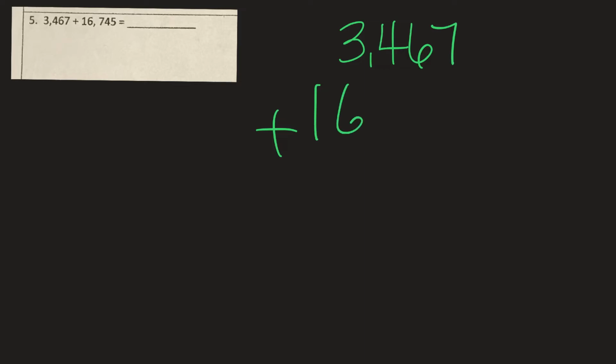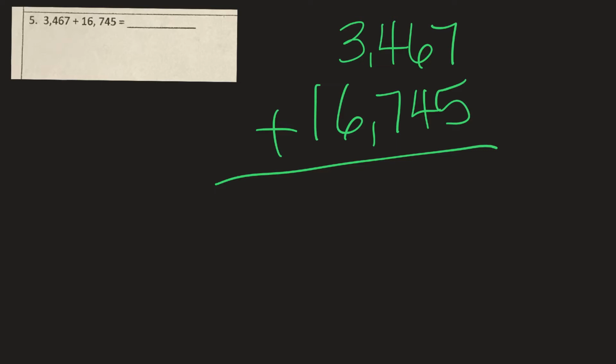Okay, this is just a basic addition problem. So 3,467 plus 16,745. 7 plus 5 is 12. So write the 2, carry the 1. 6 plus 4 is 10, and 1 more is 11.